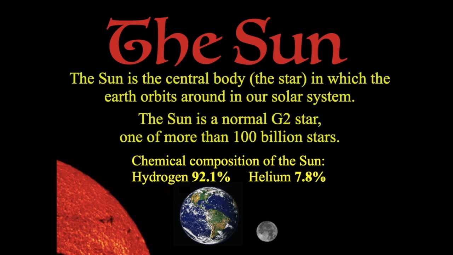We are now focusing on the solar system. To start our solar system unit off, we're going to focus on the sun. Our sun is the central body of our solar system. It is a normal G2 yellow star, and the main components of the sun are hydrogen and helium, hydrogen making up the majority of the chemical composition of the sun.